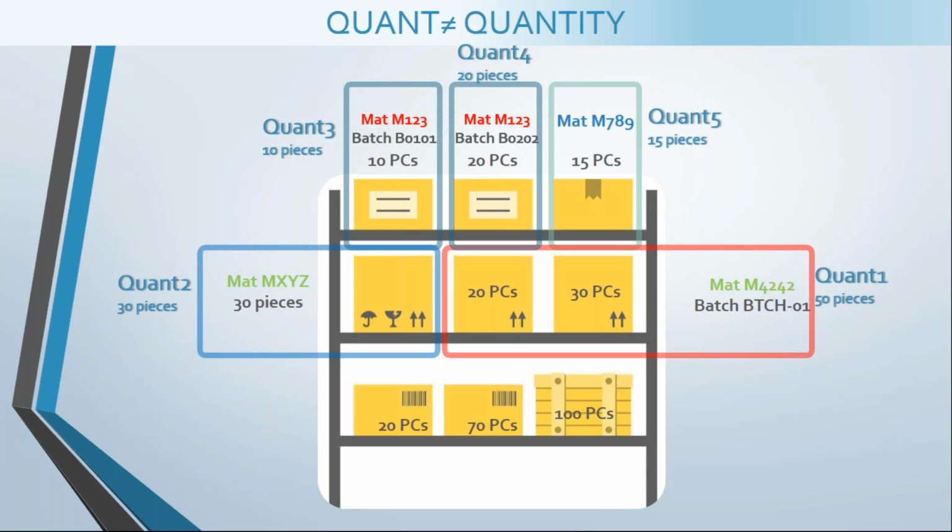So as you can see, in the bin at the top, we have two different materials, material M123 and material M789, but we have three quants because within material M123, we have two different batches, and SAP has to segregate them because you actually are not allowed to mix them up. Okay, now at the bottom, we have material M001, and they belong to different batch and different plant.